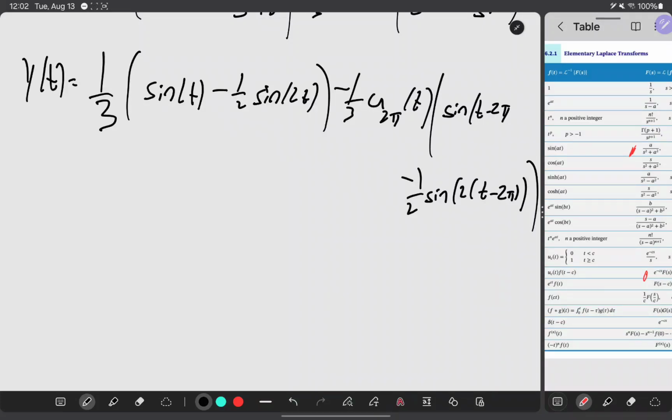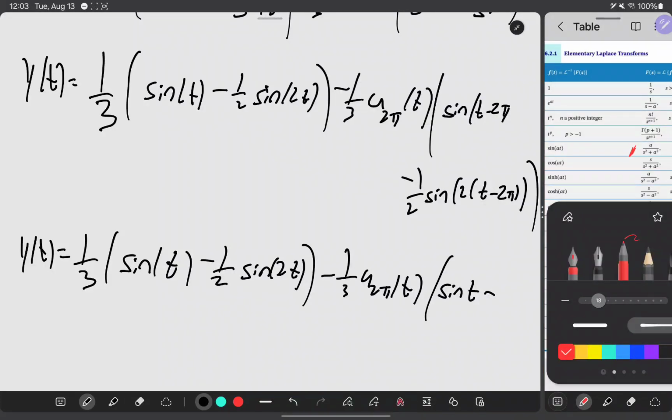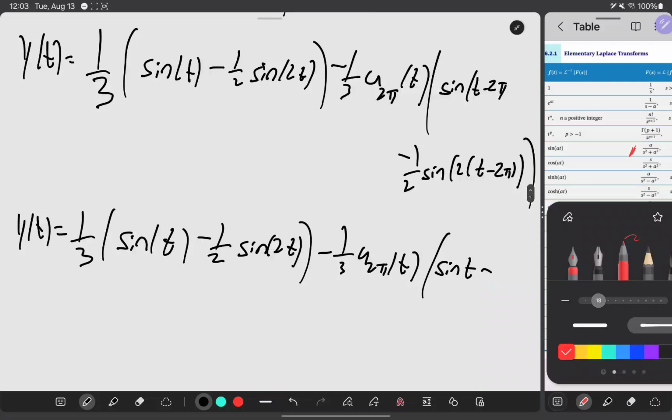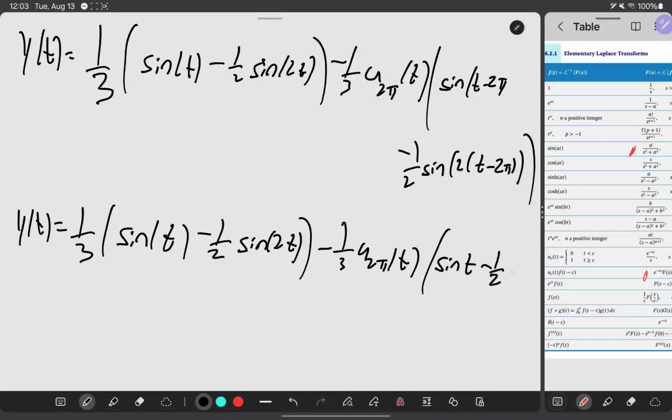Can we simplify? Yes. Remember, sine of t minus 2 pi is equal to sine of t. Just going to rewrite all of this. I'm absolutely speedrunning this right now. I'm sorry if I'm going too fast, but sine of t minus... How can I rewrite that? That's sine of 2t, right? Minus 1/2 sine of 2t.